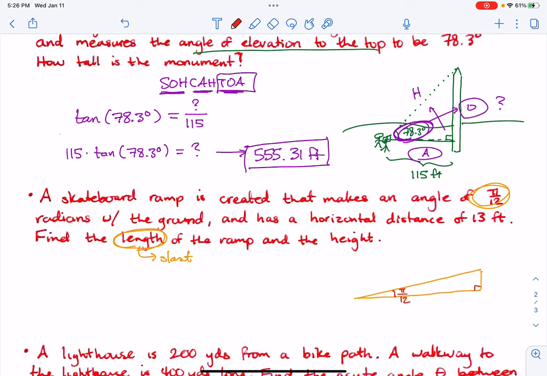We also know that the horizontal distance is 13 feet, so that's this distance here. And they want us to find the length of the ramp, so I'll call this L. That's my length here. And the height, this is my height. So I want to find H and L.